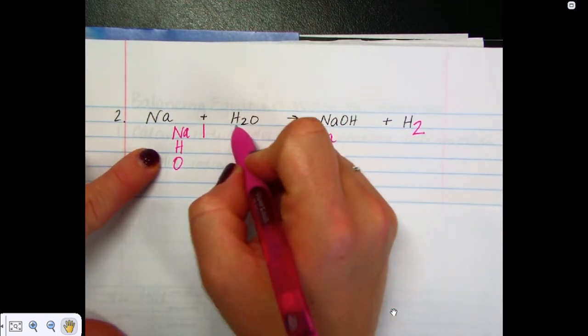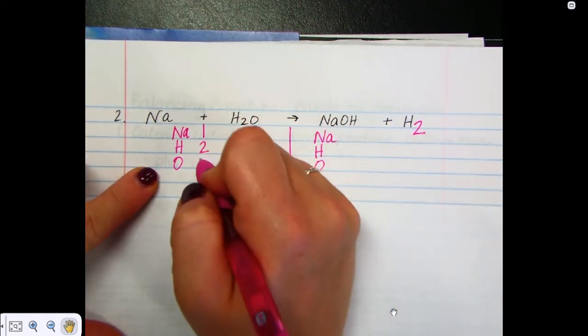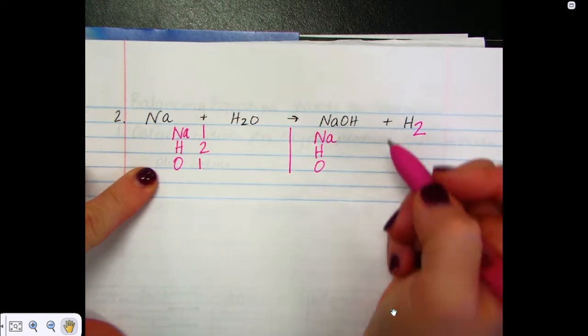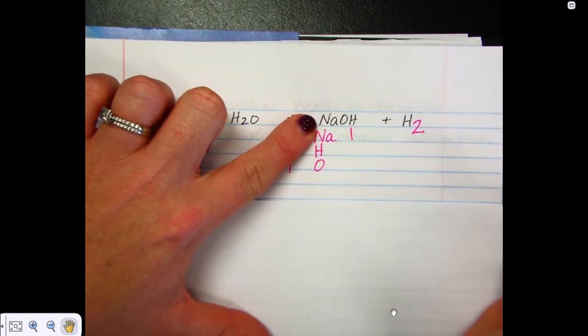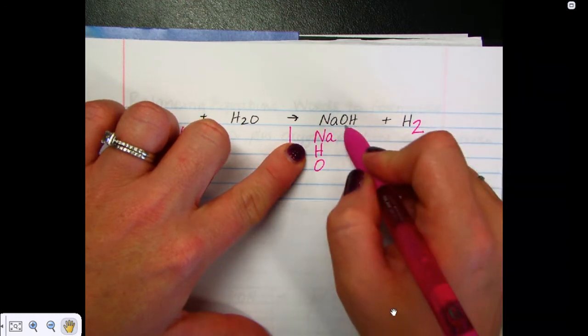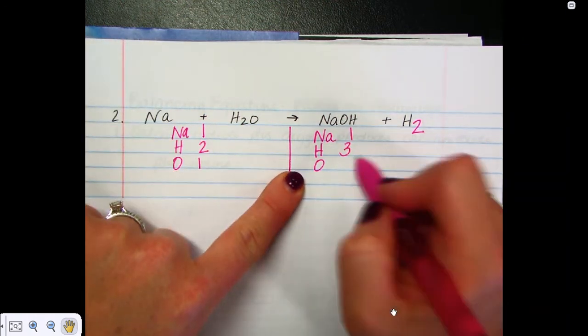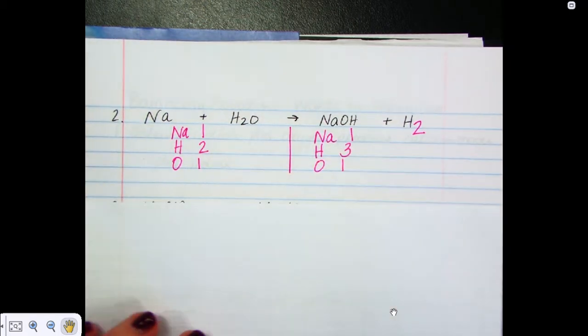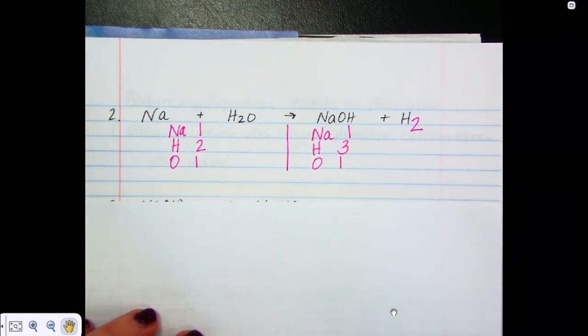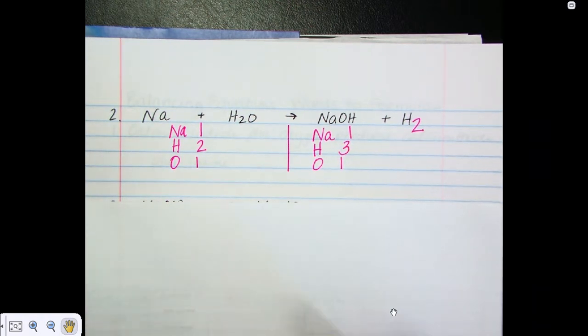I have 2 hydrogens, 1 oxygen. On this side, 1 sodium, 3 hydrogens, 2 here and 1 there, so a total of 3, and 1 oxygen. Okay, so my sodiums and my oxygens are good. It's my hydrogens that are out of whack. I have an odd-even problem here.